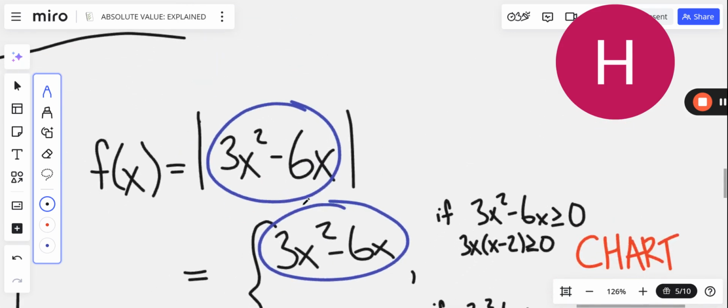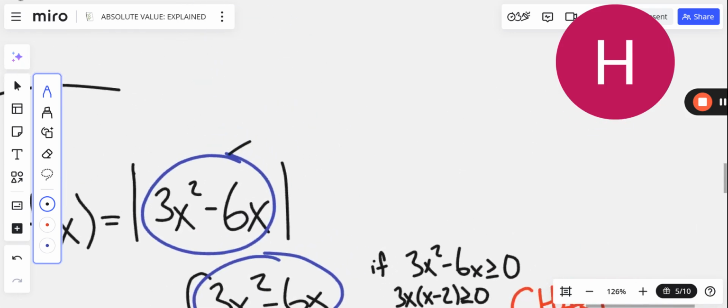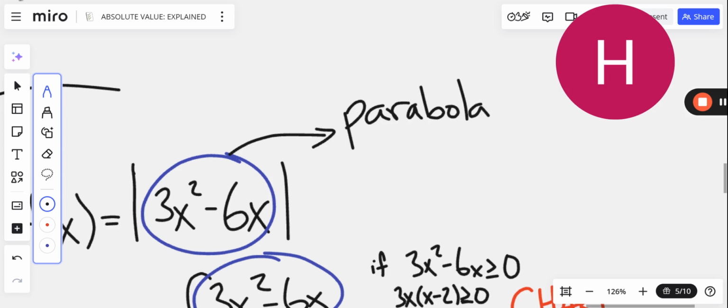And if you're not already keen to what the general shape of this is going to look like, it's going to be a parabola, because this is a quadratic expression. So it's going to be a parabola, or maybe I should say a parabolic shape. I can sketch it for you really quickly.